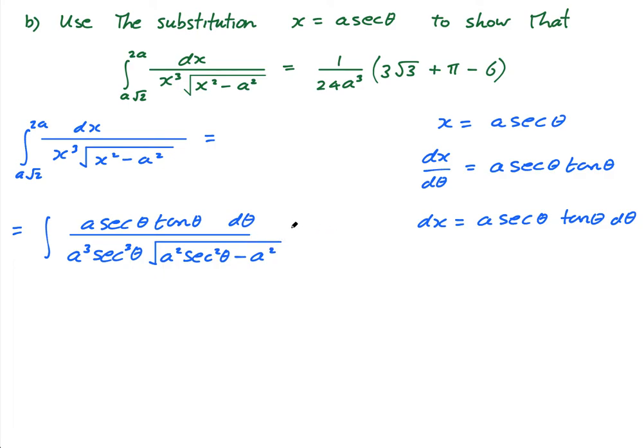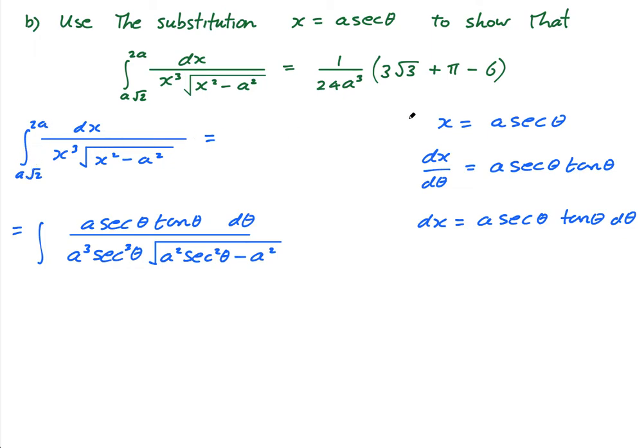Okay, nice. So everything has been turned into theta, except, now this is to be really, really careful. These limits, move this over here a little bit. These limits here, 2a and a root 2, these are x limits. So these are the limits, these are x values, if you like. I want to find what does theta equal when x equals 2a or when x equals a root 2.